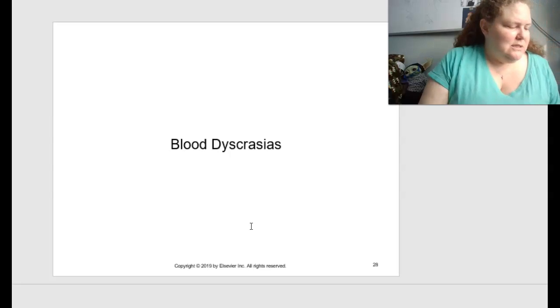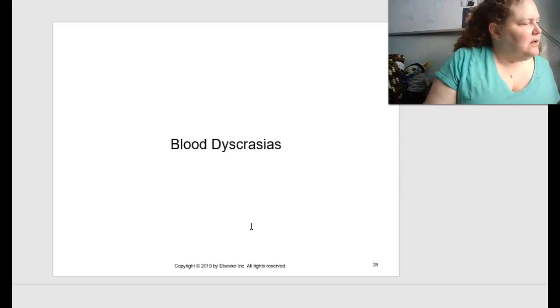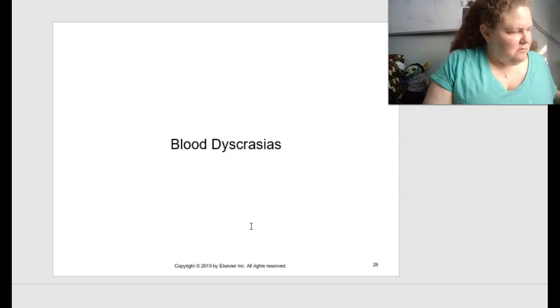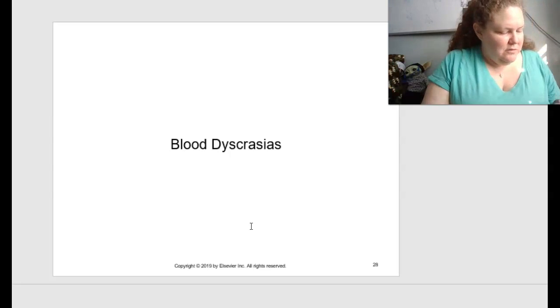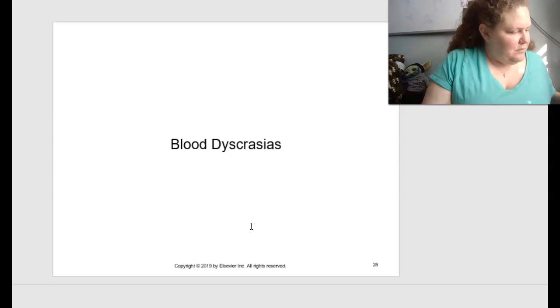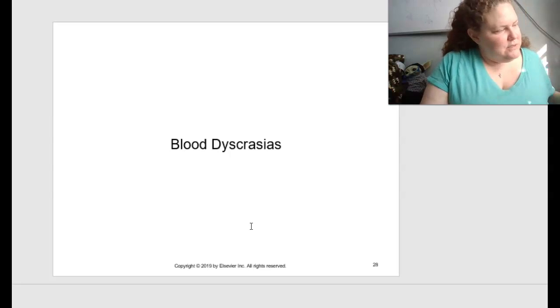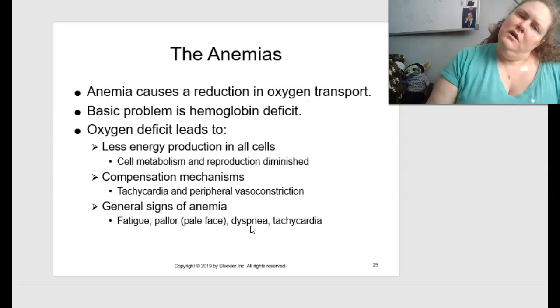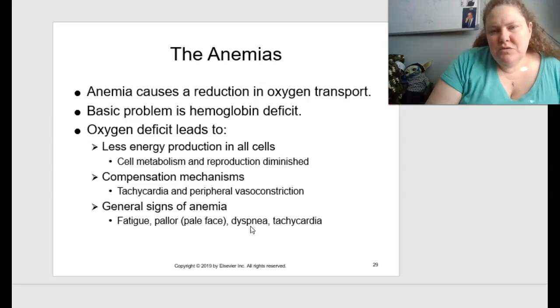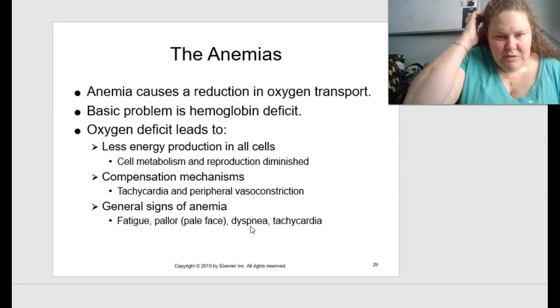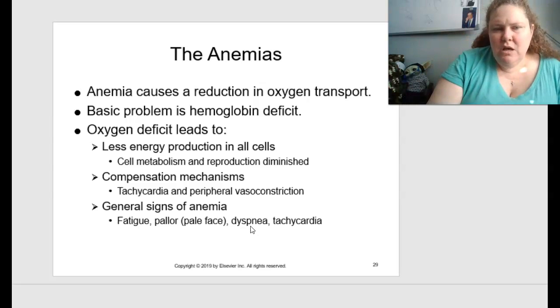What about blood dyscrasias? This would be your anemias, your different types of anemia, like iron deficiency anemia, B12 deficiency anemia, and aplastic anemia. A whole bunch of these other diseases, hemolytic anemia, etc. So what is anemia? Anemia causes the reduction in oxygen transport, and this basic problem is the hemoglobin deficit. Oxygen deficits lead to less energy production in all cells because cell metabolism and reproduction is diminished.